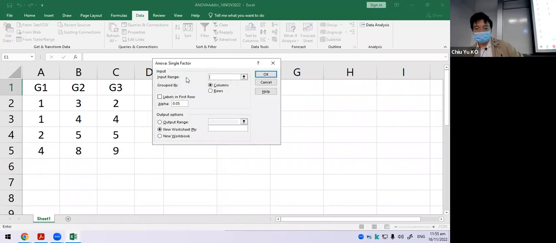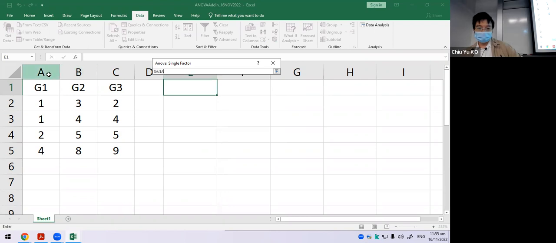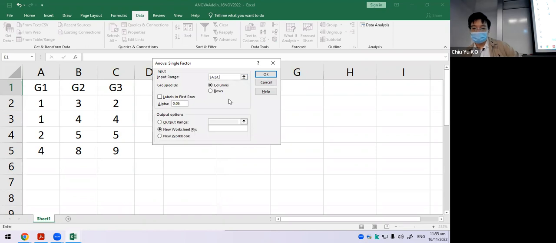And then you will see it's actually very simple. We just tell it what the input of the data is. Here for us, it's only the first three columns, column A up to column C. The data is grouped by column rather than row, because each group is a column. And since we have labels in the first row, G1 and so on, the labels are to be used. And alpha, as we said, we always use 95%. Of course, if you like, you can do 1%.